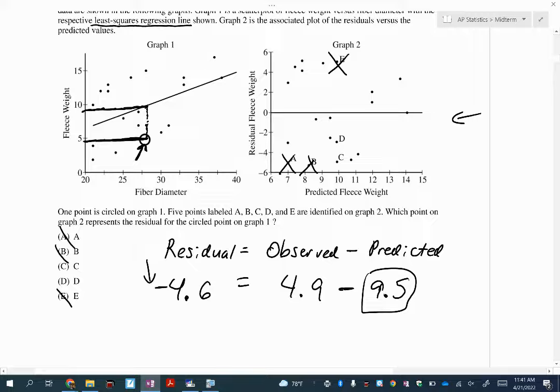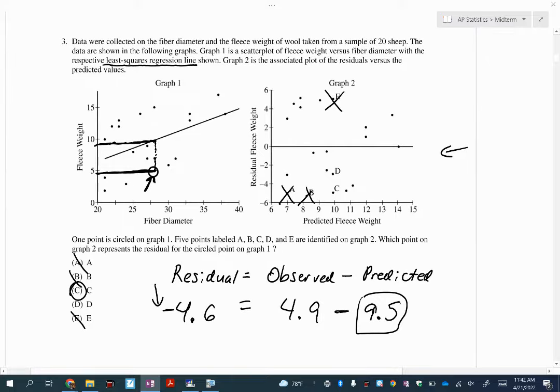All right, so now the question is, when I look at these, I'm hoping that these y values here are around negative 4.6. And this one for D looks to be about negative 3. But letter C is just past negative 4, so I'm going with letter C. Well done. That is a lot of work. Welcome to AP Stats.